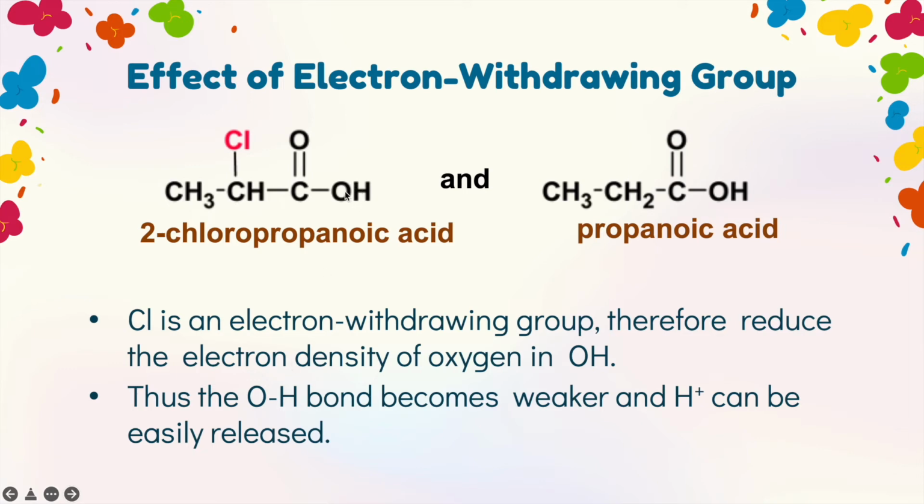Why is the OH bond weaker? Because the electron density between O and H is reduced. Why is it reduced? Because it is withdrawn. The electrons are withdrawn towards the Cl. So the electron density between OH is reduced, making the OH bond weaker. When the OH bond is weaker, this H+ can be easily released. Compared to this one, it has no electron withdrawing group at all. So 2-chloropropanoic acid is more acidic than propanoic acid because H+ is easily removed from this compound compared to this one.